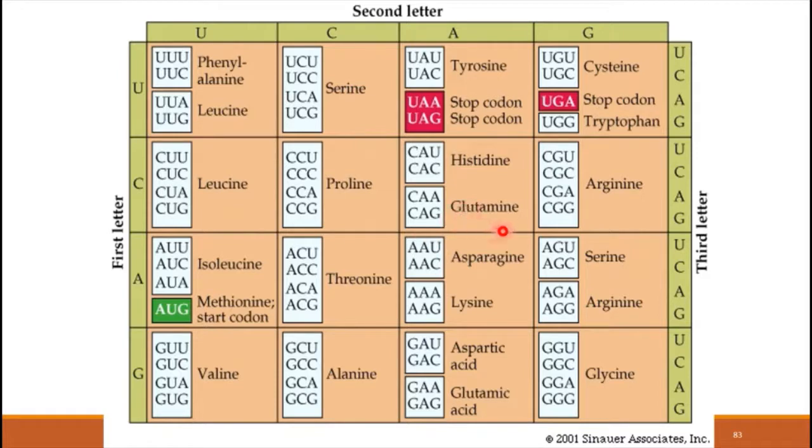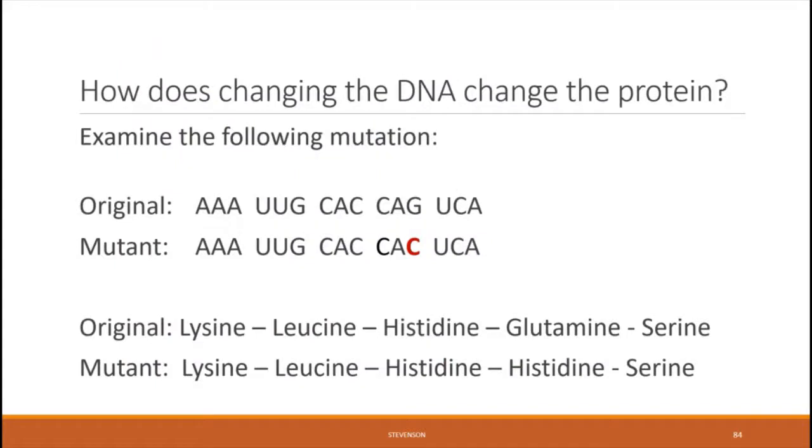That encodes the amino acid glutamine, whereas the codon CAC is, where are we? Oh, of course, right here. And that encodes the amino acid histidine. And so when you change that one letter out from being a G to being a C, the effect is that instead of the protein reading lysine, leucine, histidine, glutamine, serine, now it reads lysine, leucine, histidine, histidine, serine.